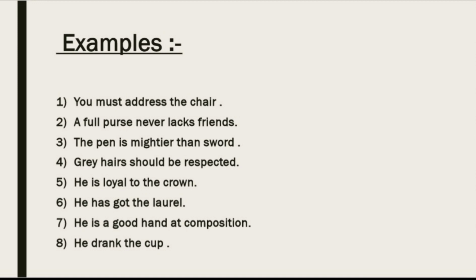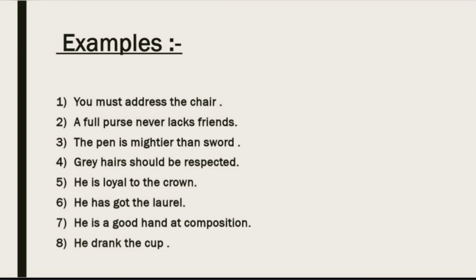Next is: the pen is mightier than the sword. Now here the pen is not mightier; here the word, writing, is mightier than the sword, warfare. The next one is: grey hairs should be respected. Here grey hairs does not mean actual grey hairs. Grey hair is representing a community. It is representing the community of old men. The next one is: he is loyal to the crown. So the person is loyal not to the physical crown, but he is loyal to the king.